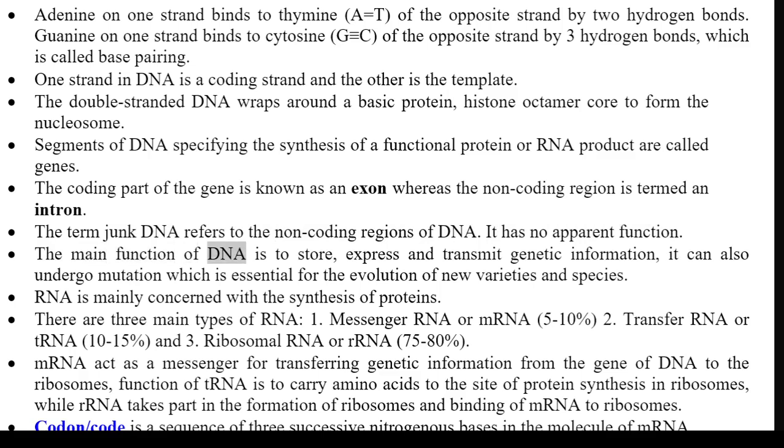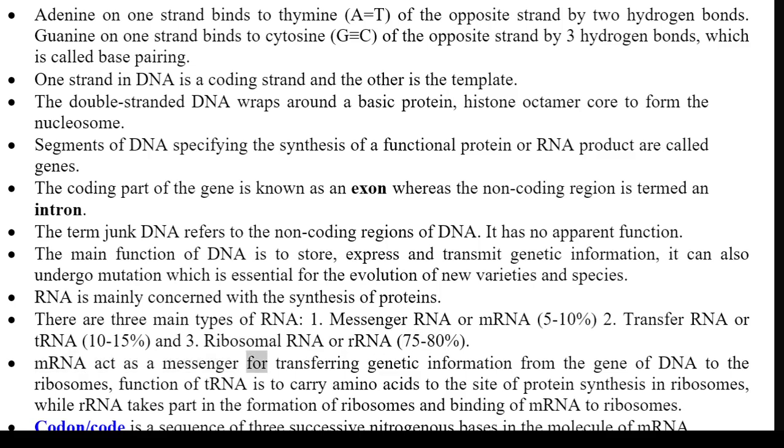The main function of DNA is to store, express and transmit genetic information. It can also undergo mutation, which is essential for the evolution of new varieties and species. RNA is mainly concerned with the synthesis of proteins. There are three main types of RNA: 1. messenger RNA or mRNA, 5 to 10%; 2. transfer RNA or tRNA, 10 to 15%; and 3. ribosomal RNA or rRNA, 75 to 80%.